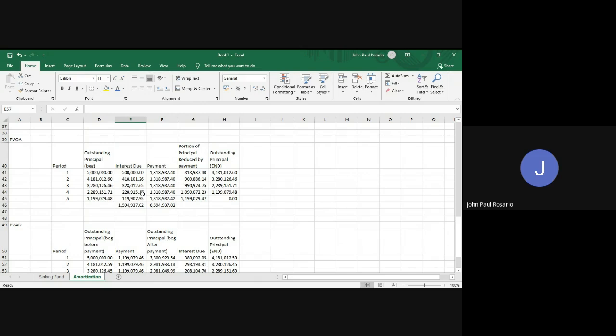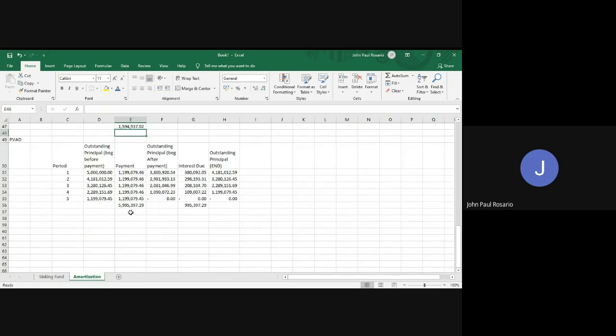Now, if you want to know how much interest you have paid for the 5 years, you can simply deduct from your total payments the amount of your beginning liability. So the amount will be equal to your total interest due. Same as here. So from the total payment, the gross payments, you deduct your principal, and you'll get your interest for the whole life of your liability.